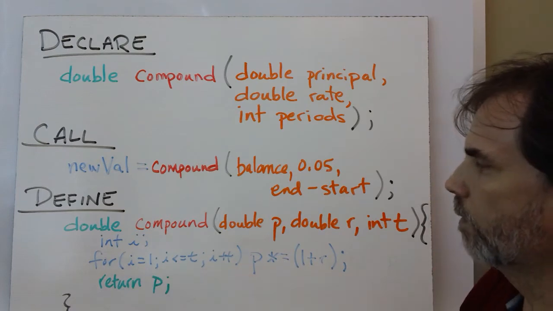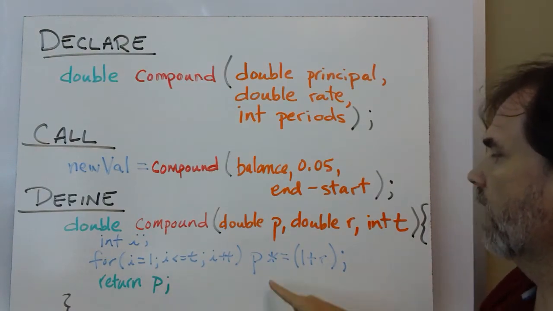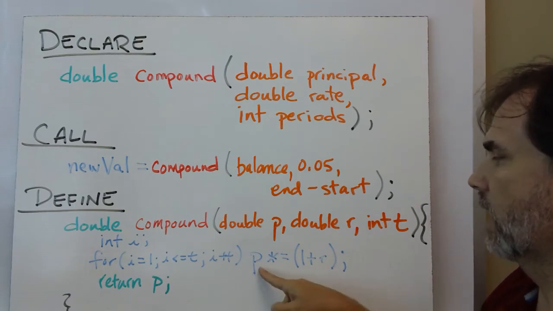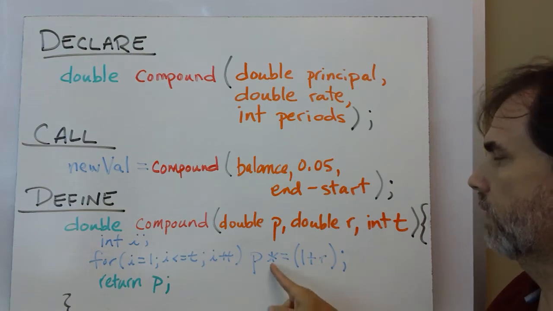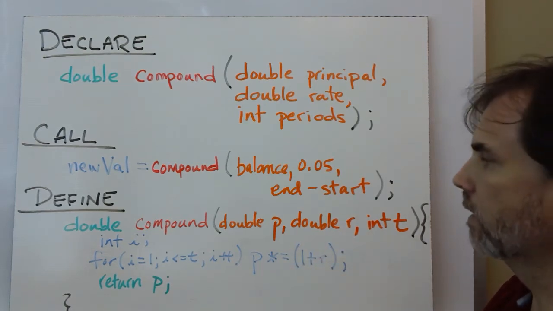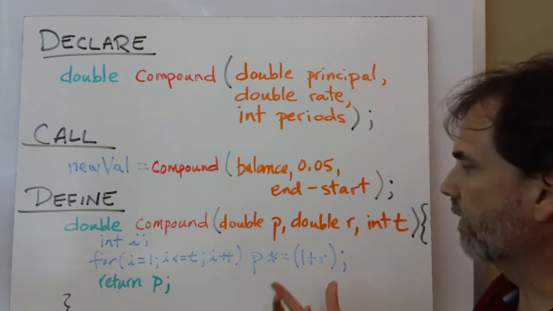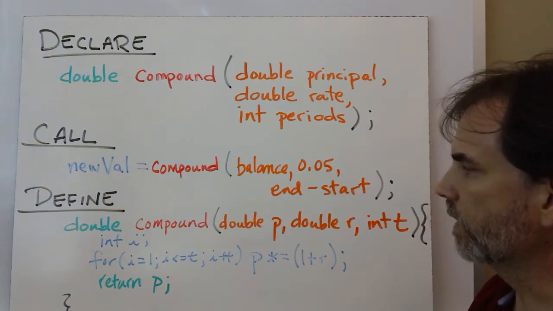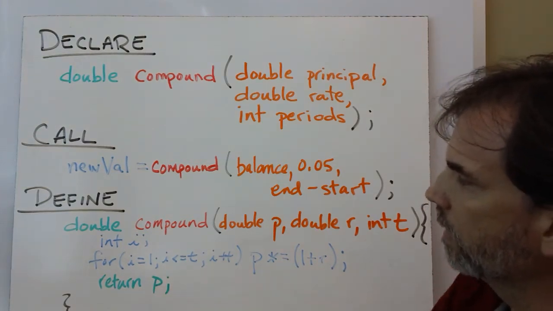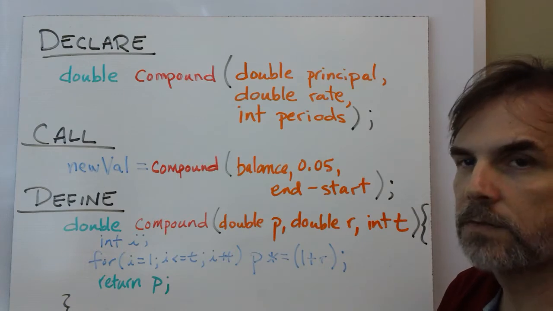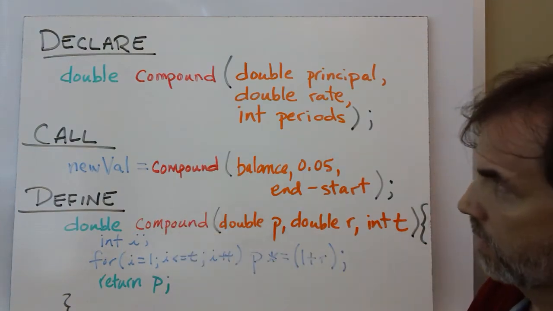I have a for loop that changes I from 1 to T. And each time I do that, I multiply P times 1 plus R and save the result in P. So when I do that, I compound the interest, and P at the end contains the value that I want to return. So I use a return statement, return P, and that gives control back to the caller. So this is what a function definition looks like.